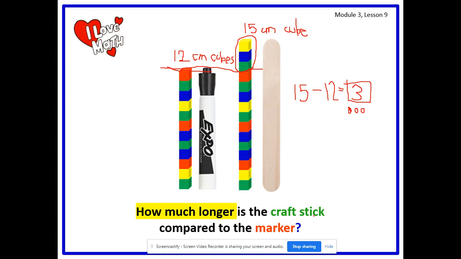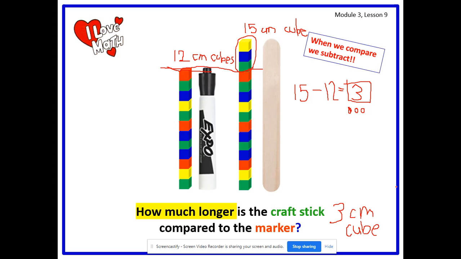So how much longer is the craft stick compared to the marker, everyone? Get ready. Yes, our answer is 3 centimeter cubes longer. Repeat after me. Get ready. 3 centimeter cubes longer. Very good. Awesome job. So remember, when we compare, we subtract.